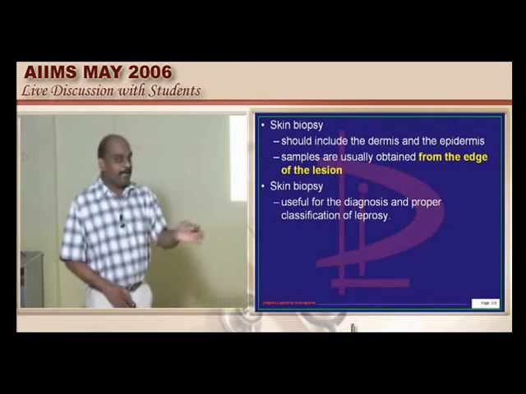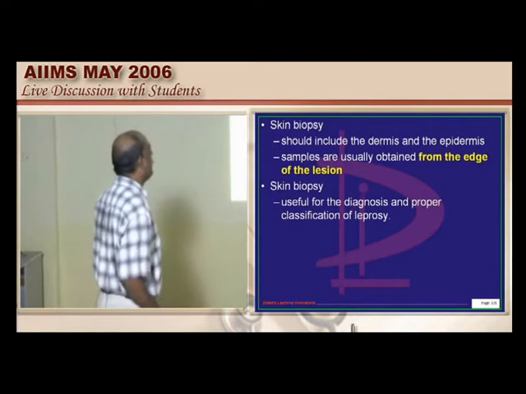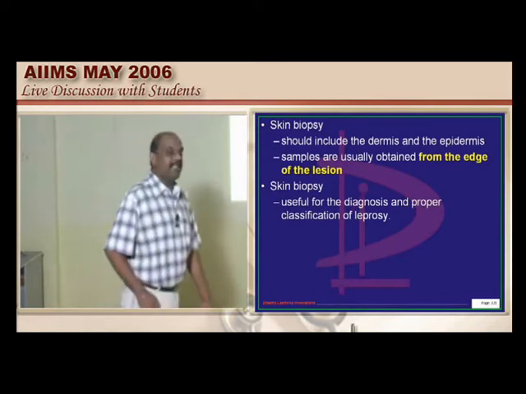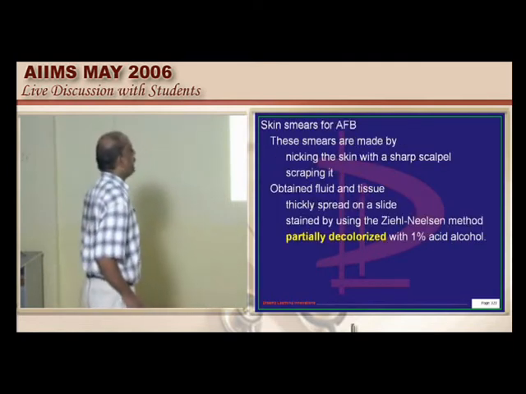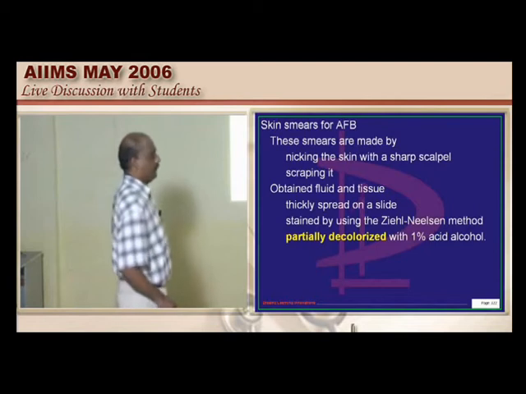Similarly, for the proper classification of leprosy also, skin biopsy is going to be the gold standard, is another important rule. Skin smears can be checked for the presence of AFB by using the Ziehl-Neelsen technique with only 1% acid alcohol, which is a very important rule.